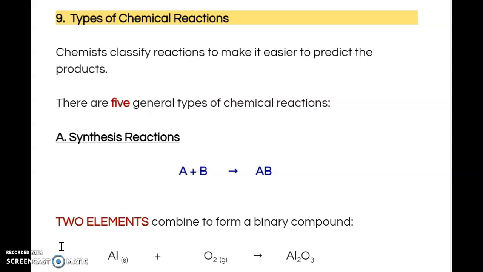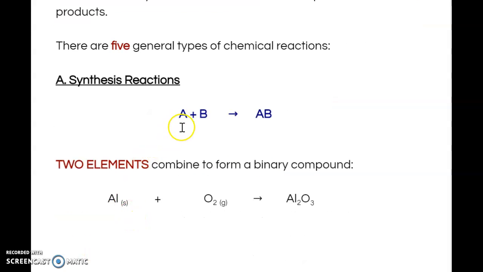We're going to be focusing on, well, actually, there's only five, but that is a lot, I guess. So chemists classify reactions to make it easier to predict their products. Okay, there are five general types of chemical reactions, and the first one is a synthesis reaction. So a synthesis reaction is creating a new substance.